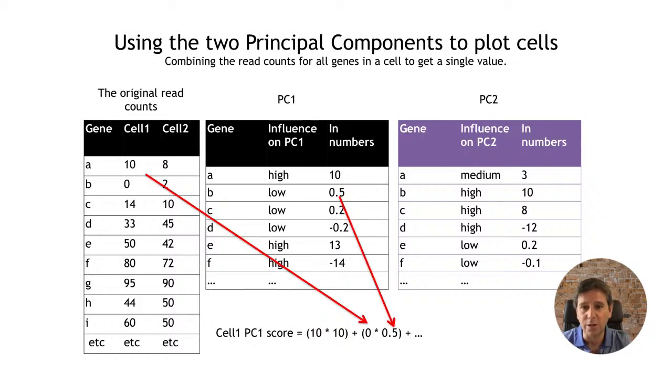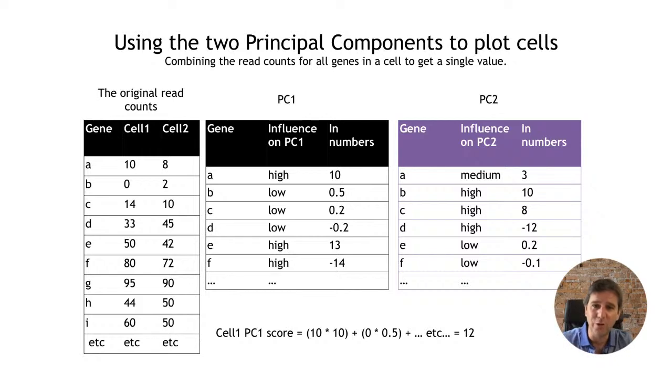And we're going to do the same for the second gene B, so that's 0 times 0.5 here, and we would do the same for the next gene C, that would be 14 times 0.2, plus for gene D that would be 33 times 0. I'm reading off from the two tables, and I get some answer, for example 12 in this case, when I sum all these products up. And that's the score on PC1 for that column of data, for cell 1, that original column of data.